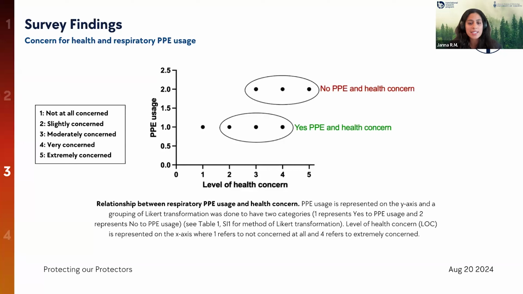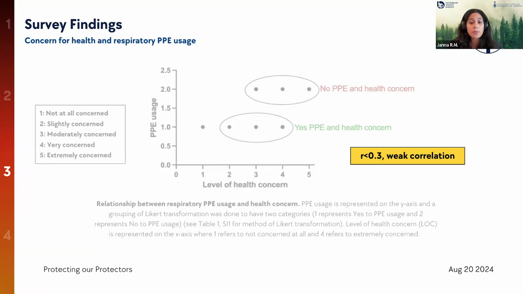On the y-axis, data points represent PPE usage, where 1 represents yes to wearing respiratory PPE and 2 represents no. We ran a correlation test between these two variables, and we found a weak correlation coefficient, which does not support our initial hypothesis that wildland firefighters with a higher health concern would wear PPE. So it seemed that there was another variable impacting PPE usage that's not health concern.